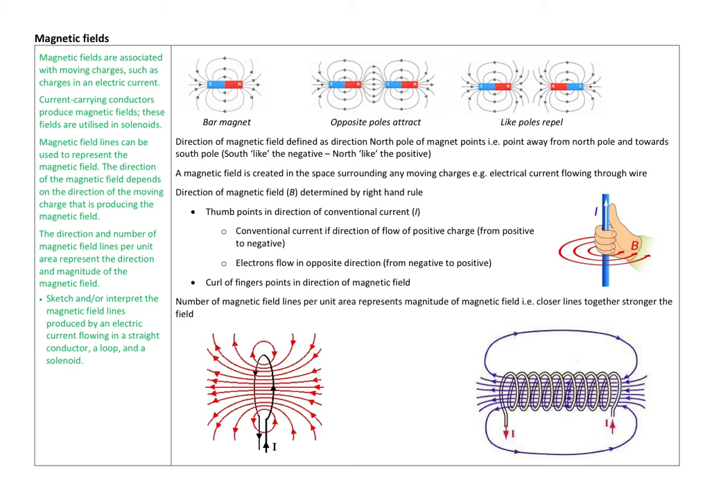Now, not only can we create magnetic fields by using permanent magnets like up here, a magnetic field is created in the space surrounding any moving charges, e.g. electrical current flowing through wire.